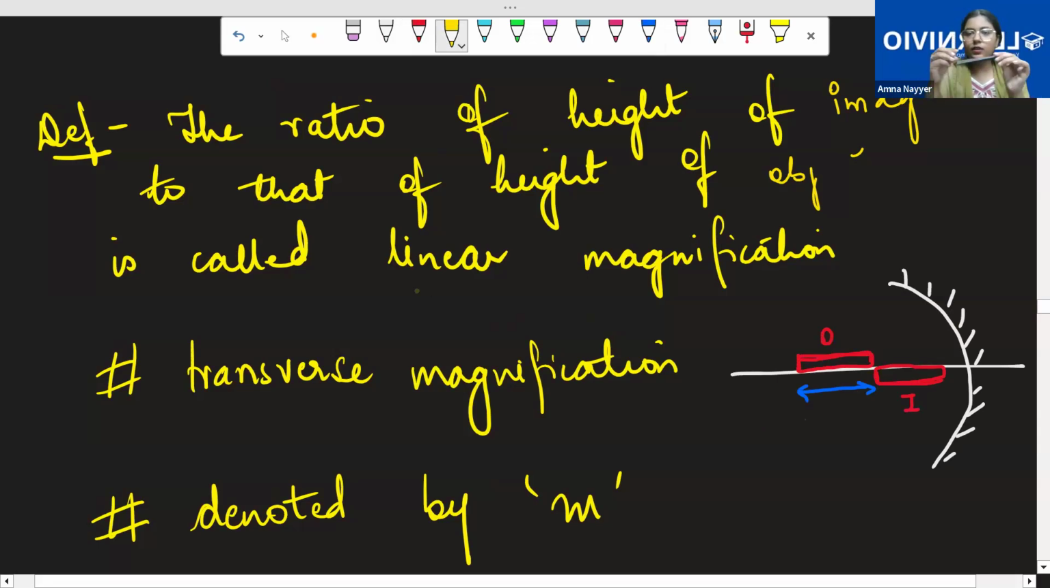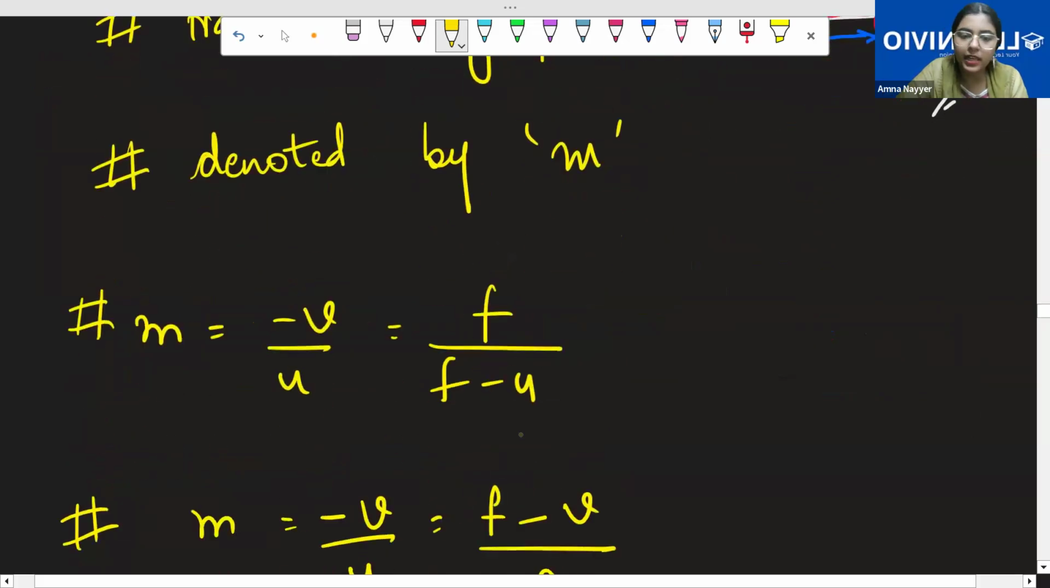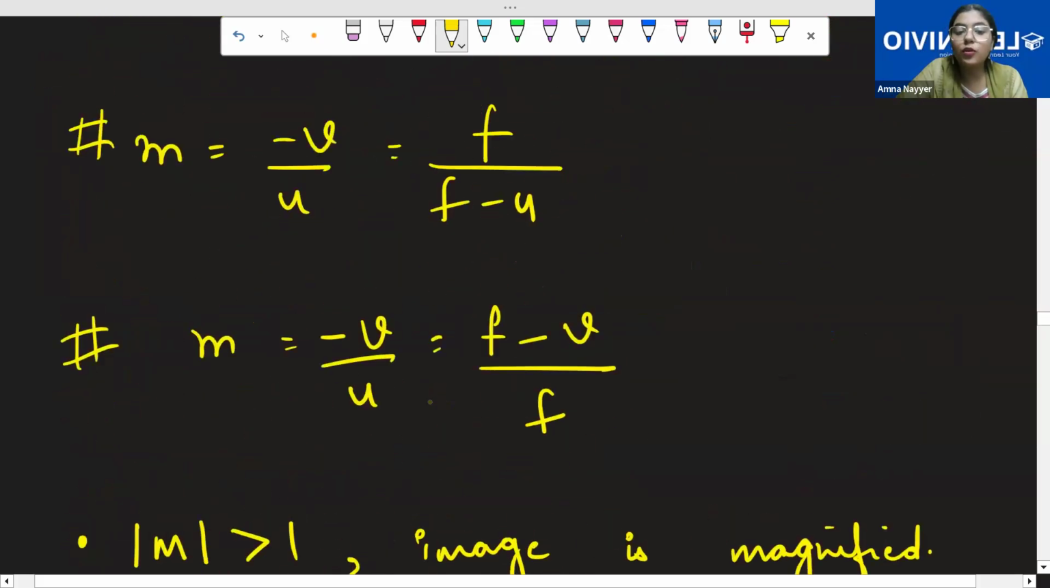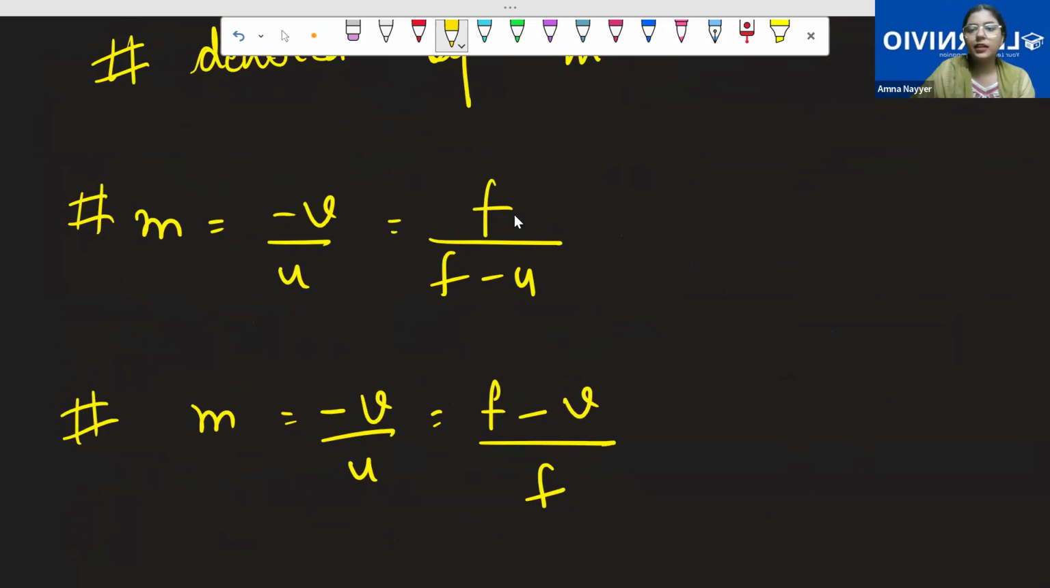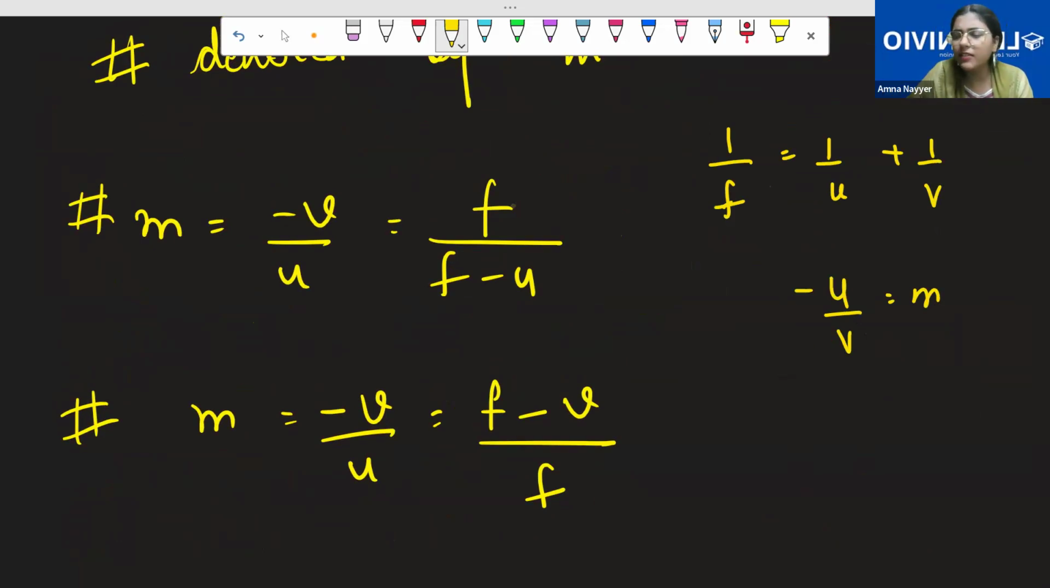This one to this one. And this is the height of image to the height of the object, denoted by the letter small m. And these are two more formulas which you should know. If you put the magnification formula in the mirror formula, means if you have 1 by f is equal to 1 by u plus 1 by v, then from here you put the value minus u by v is equal to m. Using this, you can get two formulas, whose derivation does not come, so I've written the formula directly.